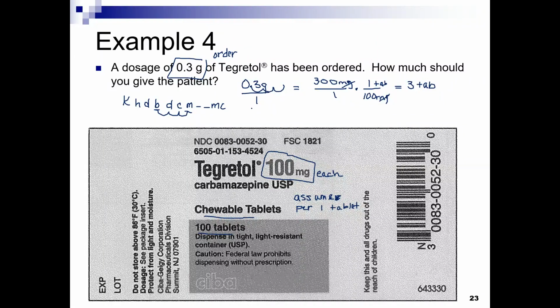I also want to point out to you that I can do this problem all at once with the dimensional analysis strategy. So I can take the order of 0.3 grams, use the memorized fact that 1 gram is 1,000 milligrams, setting that up with the 1,000 on top to cancel the grams in the denominator, and then bringing in the strength of 100 milligrams in the denominator for 1 tablet. And this will also give me the exact same answer without using the King Henry mnemonic device.